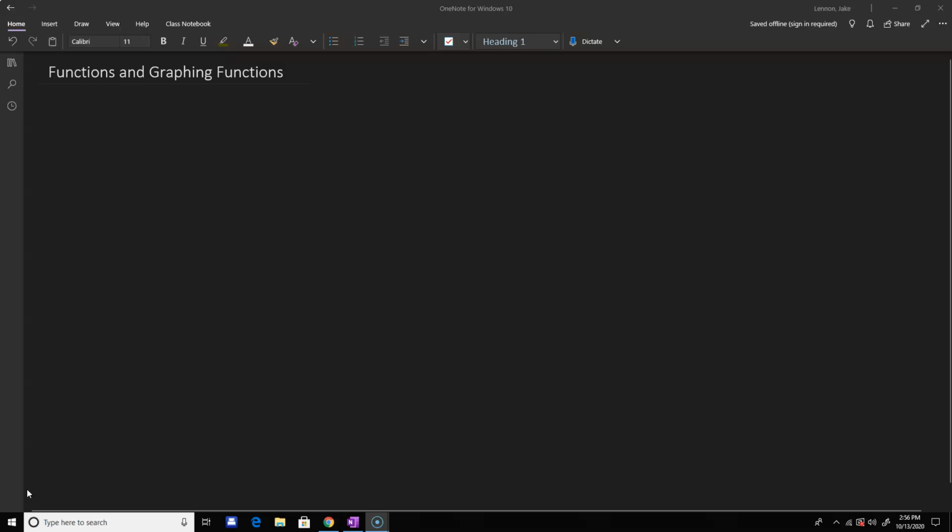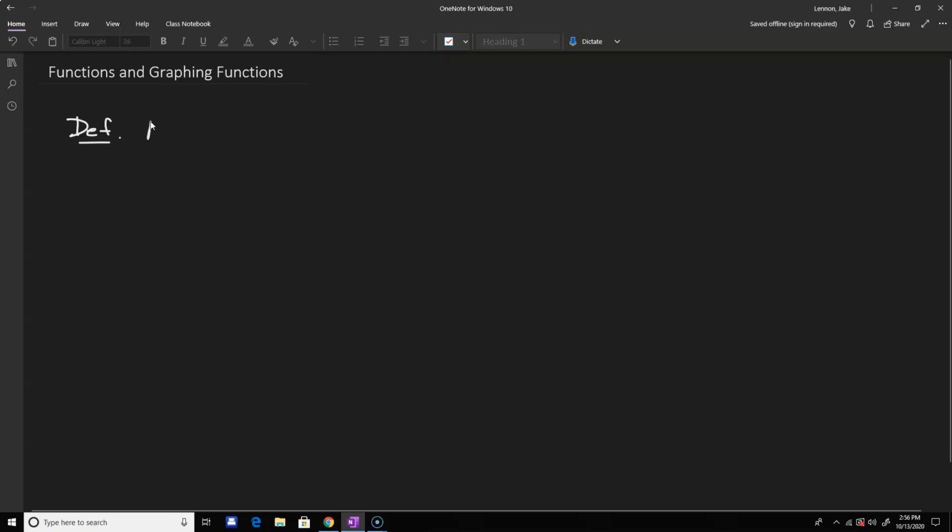So we're going to start with a basic introduction of functions, which is kind of a different way of thinking about formulas and ordered pairs and things like that, and ties them all together in a unified way. So let's jump right in and talk about what the definition is here.